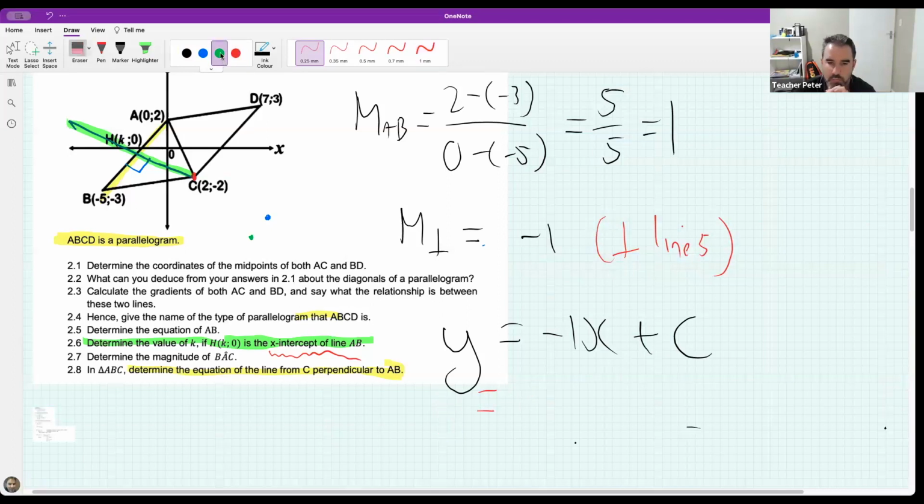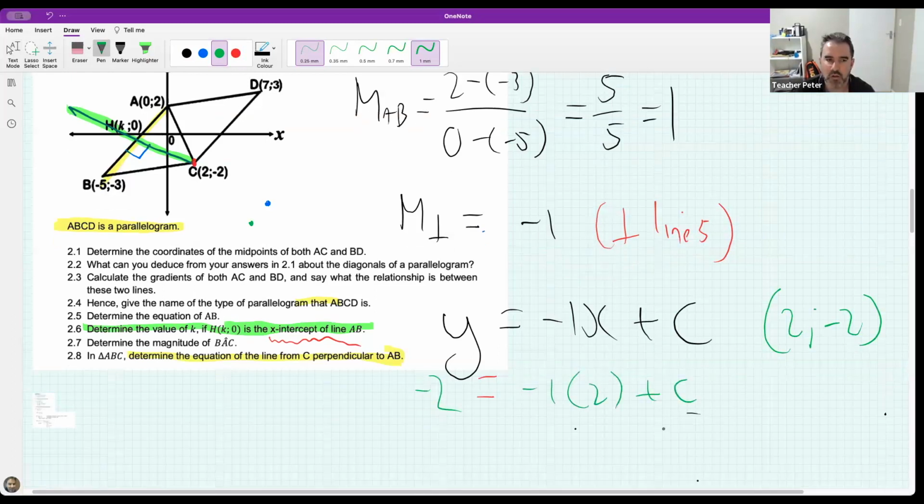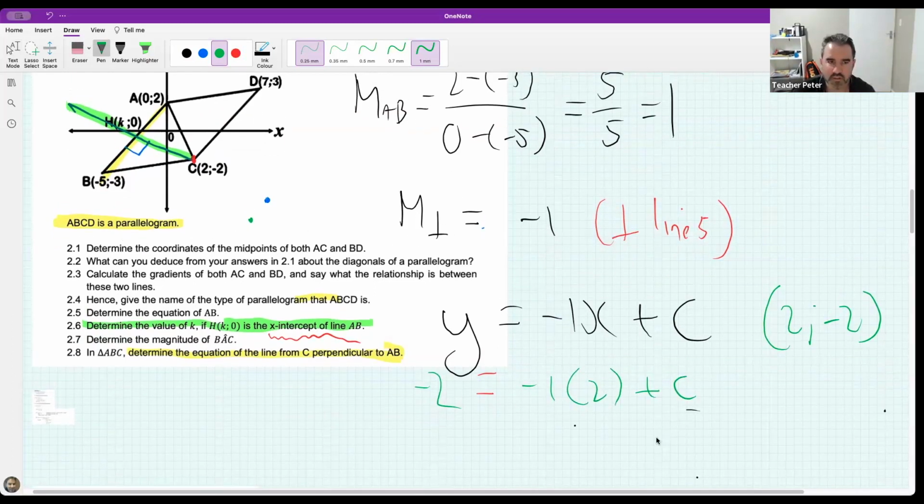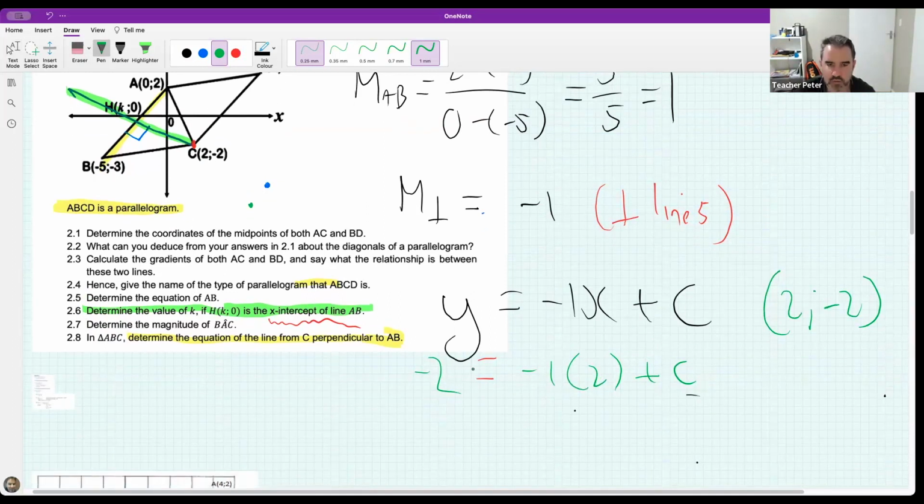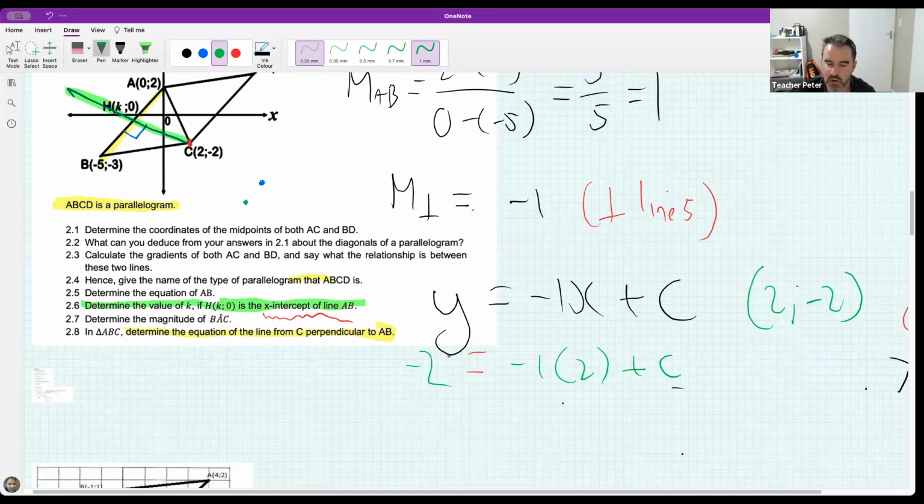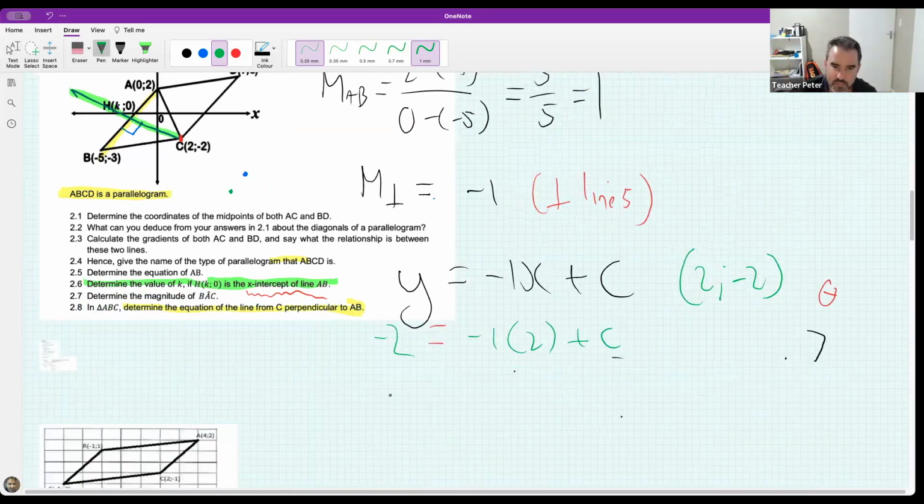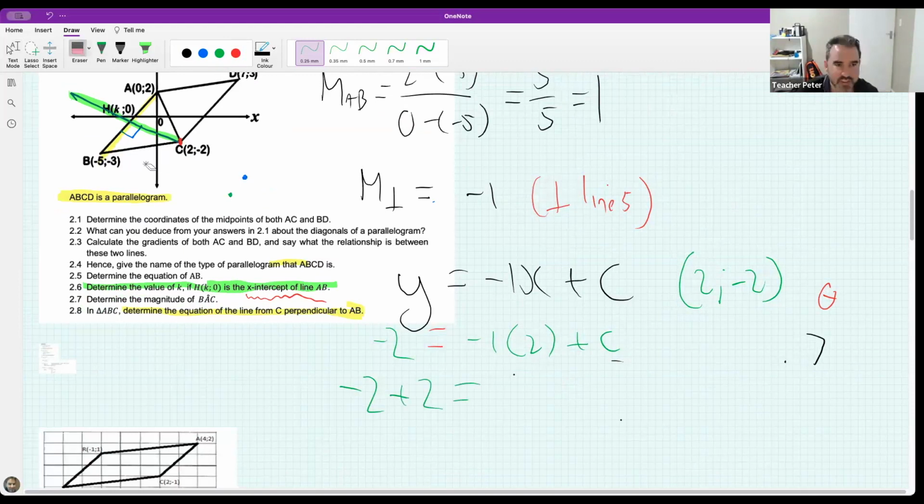Now, what point am I going to use? I'm going to use the point (2, -2). So what is C going to be? Have I done this right? -2 = -1(2) + c, so -2 + 2. Oh, I'm getting an interesting answer, but I think it's correct. What that is saying, and that's a bit weird, is that c is 0, which means the equation of the line is y = -1x + 0.